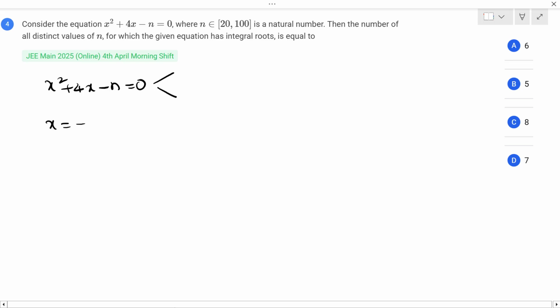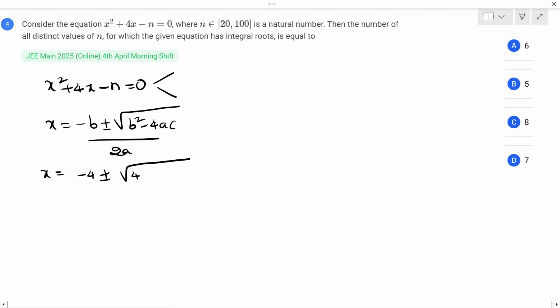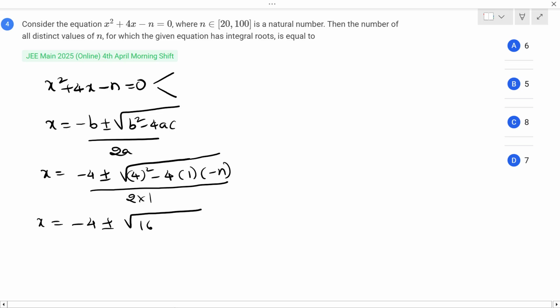Roots of the quadratic equation are x equals minus b plus or minus square root of b square minus 4ac, divided by 2a. So x is equal to minus 4 plus or minus square root of 4 whole square minus 4 times a, which is 1, times c, which is minus n, divided by 2a. 2a is nothing but 2 into 1. So x is equal to minus 4 plus or minus square root of 16 plus 4n, by 2.